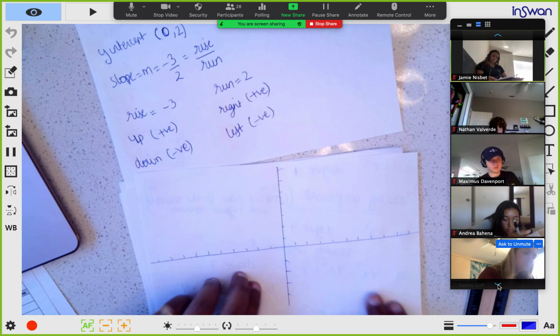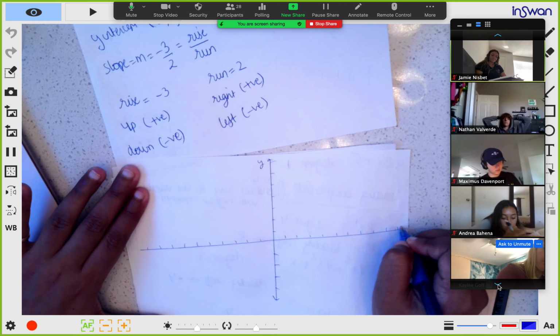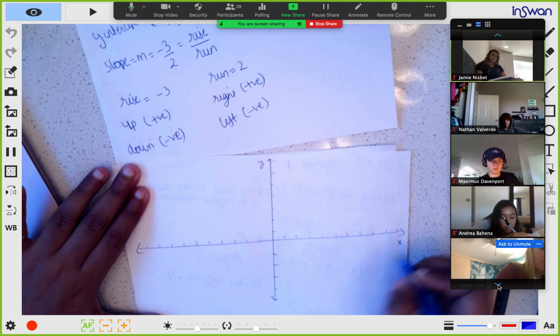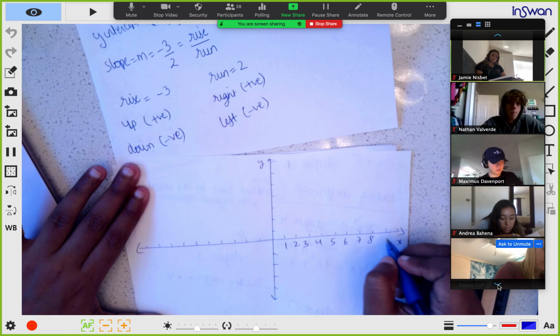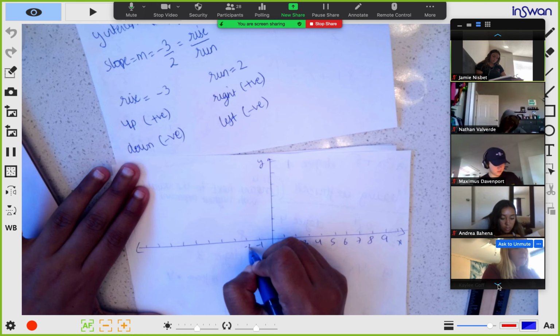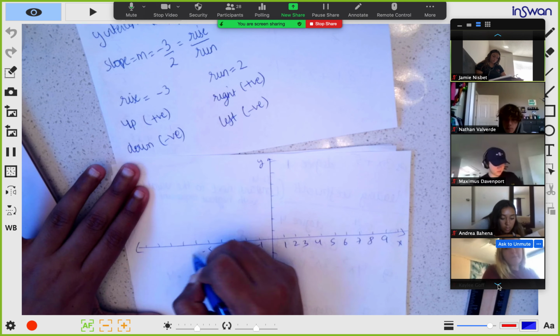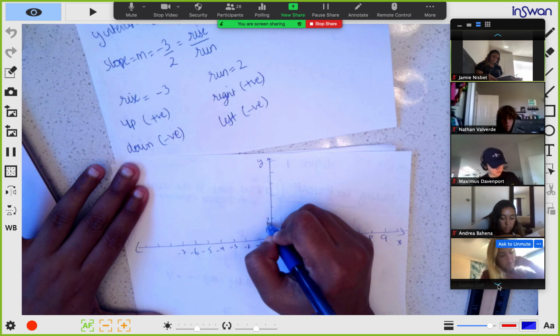So this is my y-axis, this is my x-axis. Let's number them 1, 2, 3, 4, 5, 6, 7, 8, 9. Negative 1, negative 2, negative 3, negative 4, negative 5, negative 6, negative 7, and negative 1, negative 2, negative 3, negative 4, 1, 2, 3, 4, 5, 6, 7.